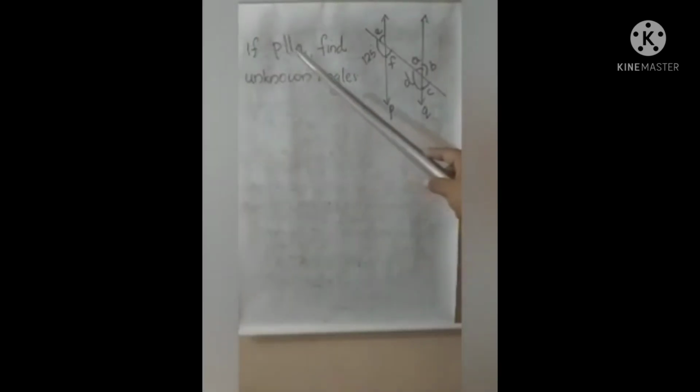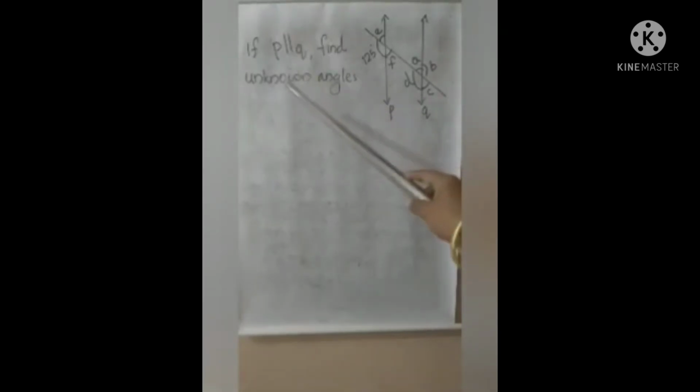If P is parallel to Q, find the unknown angles. Here in the figure, two lines are cut by a transversal. These two lines are P and Q, and the transversal cuts them, giving us 8 angles. The two lines P and Q are parallel. We need to find the unknown angles.